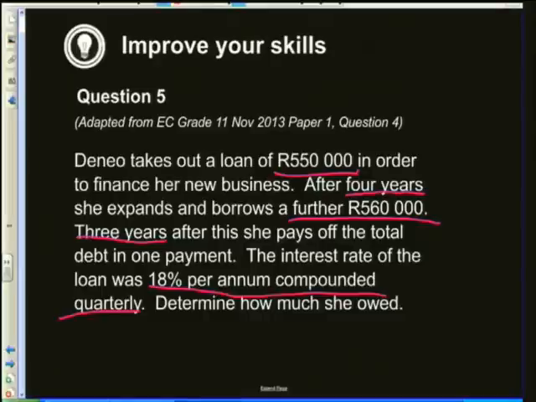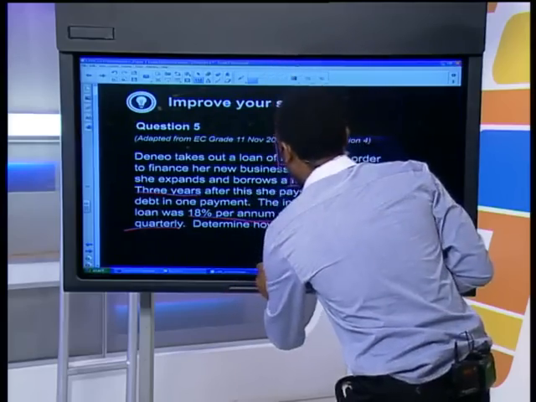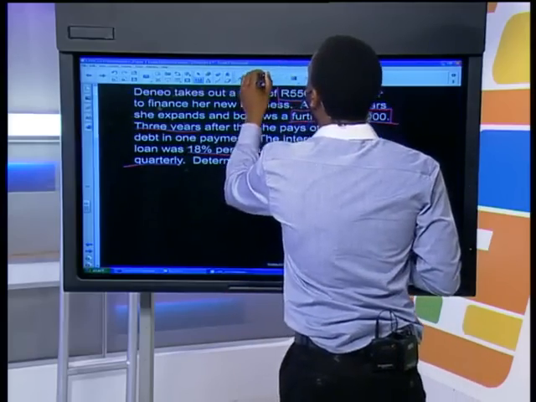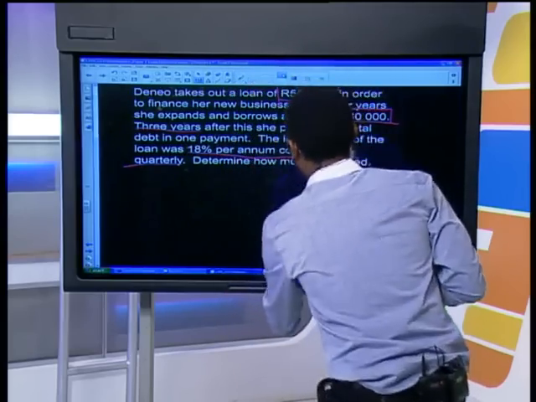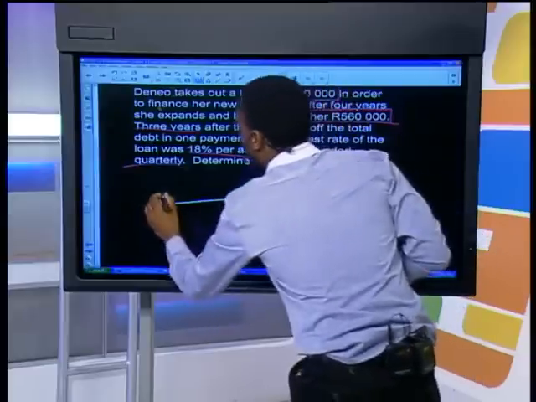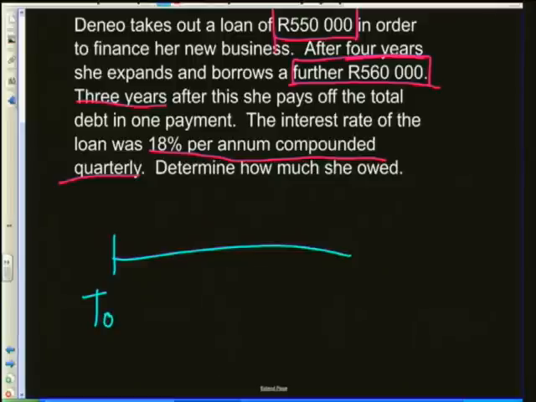Now, it is important to see that there are 2 deposits here. The bank is making 2 deposits in Dineo, if that makes sense. So it's definitely a timeline question. Let's quickly draw a timeline. We'll call T0 when she takes out the first 550,000 Rand. After 4 years, at T4, what does she do? She takes out another 560,000 Rand.